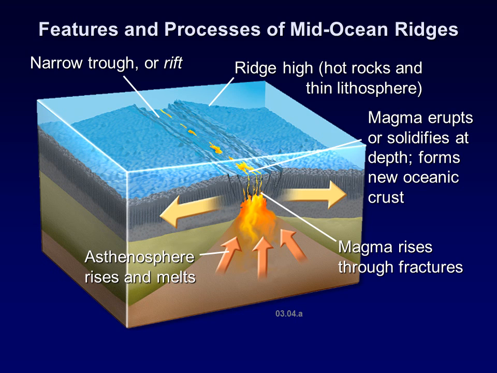Along the sides, we have the ridge high. There you have hot rocks and thin lithospheres. So what that means, because the lithosphere is so thin at this point, these rocks are just forming. Because they're very hot, right near this source of heat in the rift, they expand, they take up more space, and so they sit up higher than the surrounding rocks that have cooled off more and condensed.